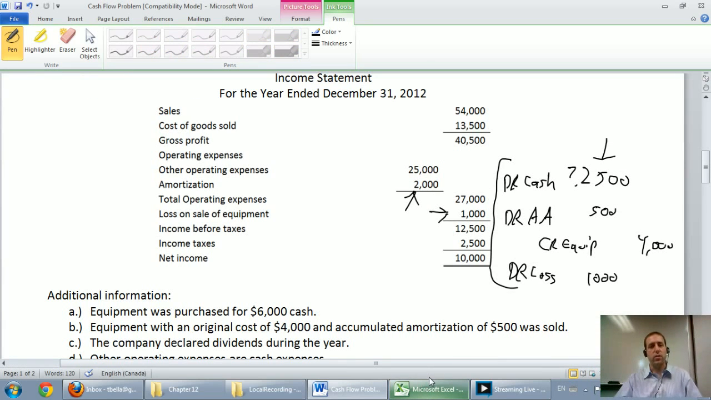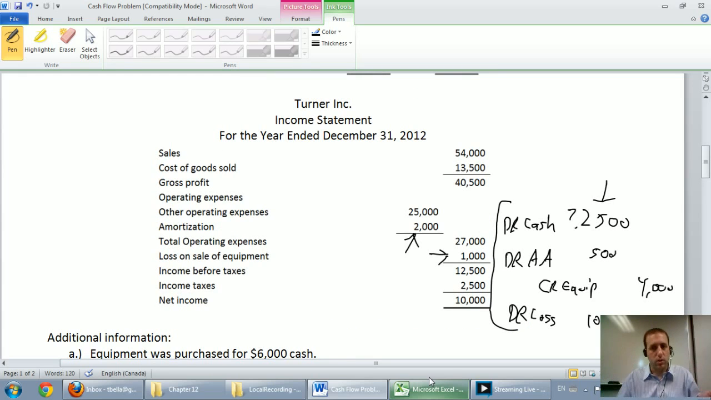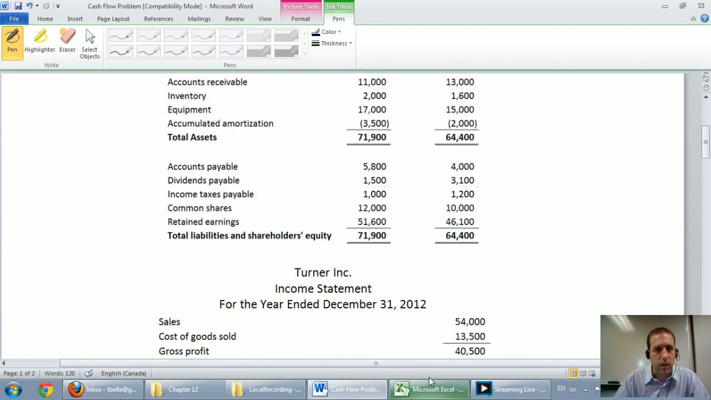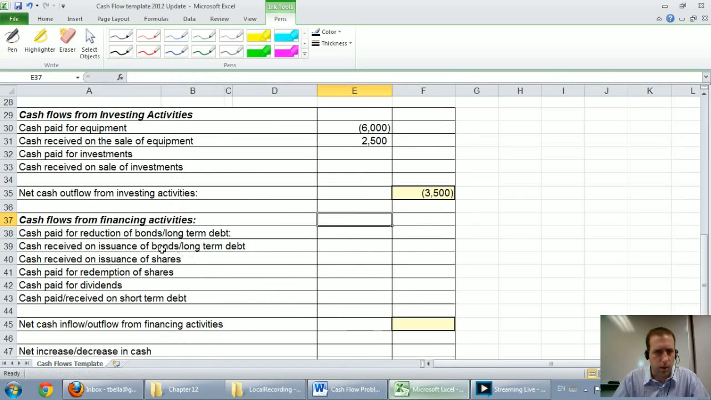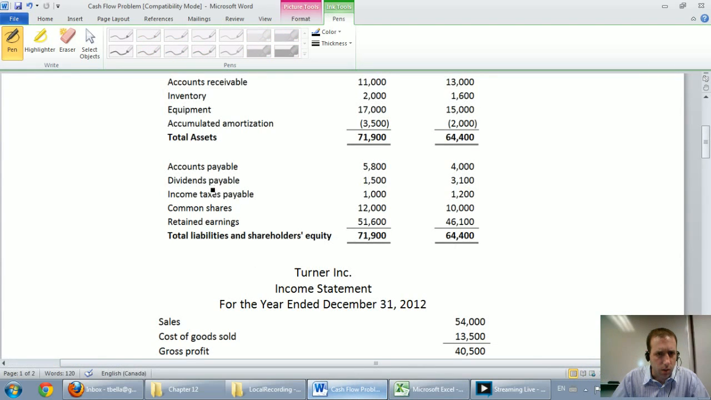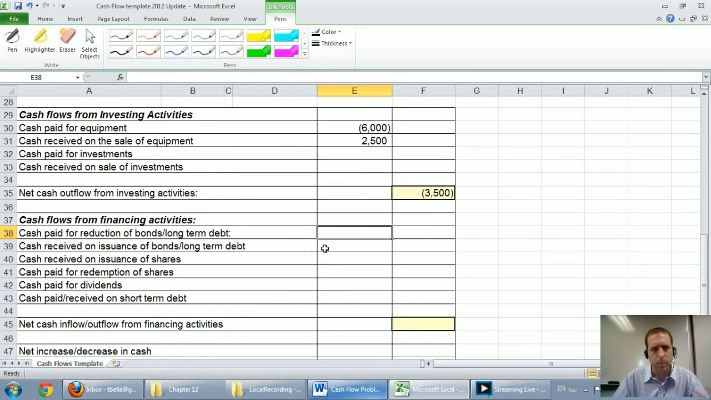So in the financing section, we're tracking changes in equity. I'm actually looking for changes in long-term liabilities as well as equity. So I'm looking for new loans or paying off of old loans. I'm also looking for share issues, and the final thing I'm looking for is dividends. Actually, let's go through our template. Cash paid for reduction of bonds and long-term debt. In terms of payables, we have only short-term liabilities in this company, so there's no bonds or long-term debt. But if we did issue bonds or long-term debt or repaid it, we would deal with them there.